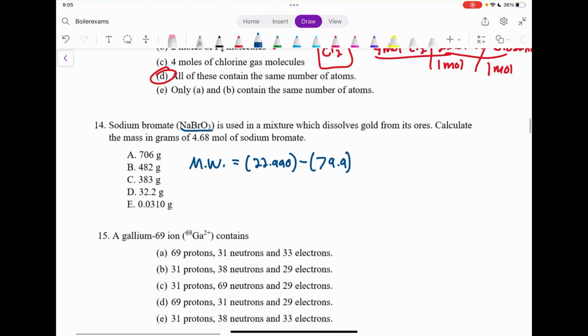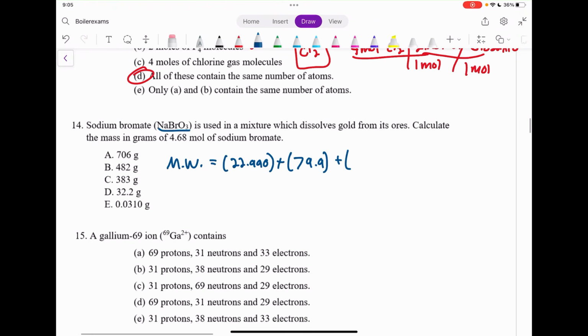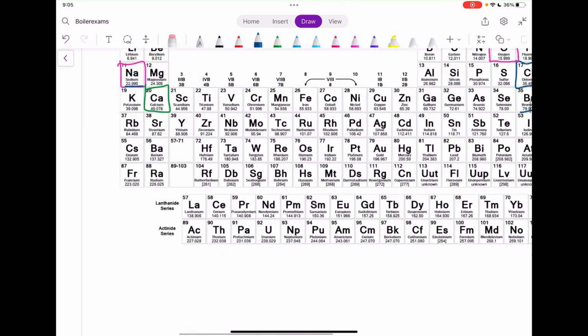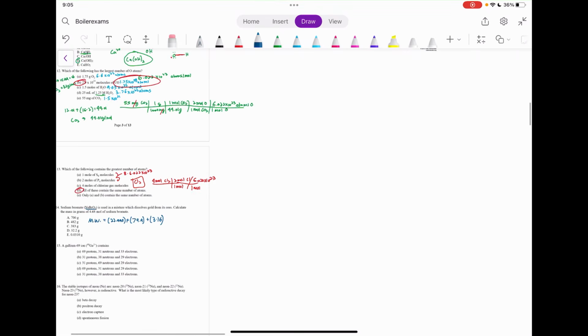And then we have 3 oxygen. Why did I do minus? That should be plus. Plus oxygen, which is 16-ish. It'll probably say 15.99. Yeah, I'm calling that 16.